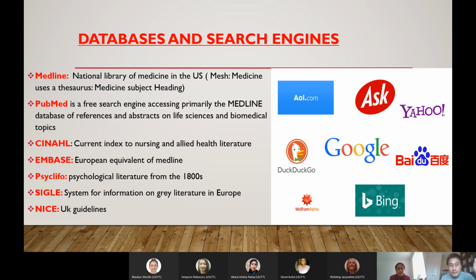So if it is Medline, always keep USA, Medline, USA. If it is PubMed, it is a Medline, but this is the one where you find everything about medicine and biotopics. They might also sometimes ask the full form of MeSH. MeSH is medical subject headings. So this is one of the MCQ questions.